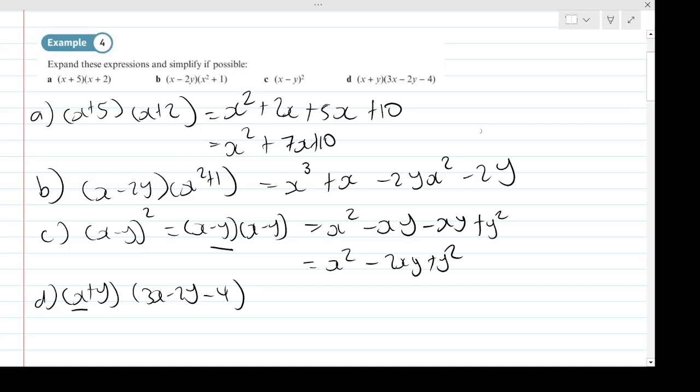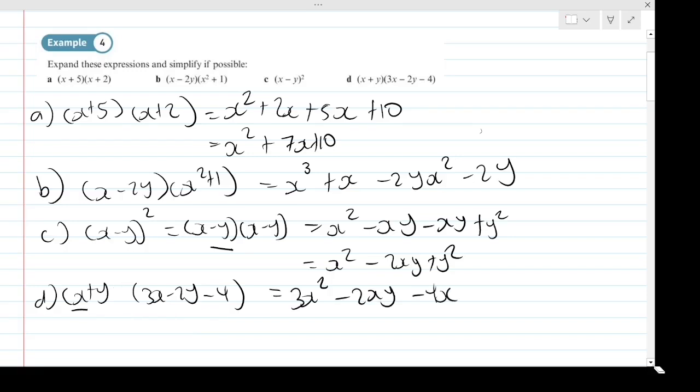So with the first term in the bracket we times it by all the three terms. The only difference now is we've got three terms instead of two, but it's the exact same approach. So firstly, x times 3x is going to be 3x squared. Then you're going to have x times minus 2y. That's going to be minus 2xy. Then you're going to have x times minus 4. That'd be minus 4 lots of x.